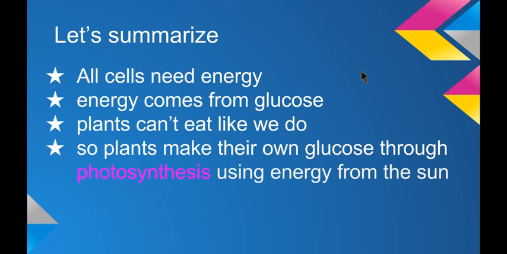So let's summarize what we just learned. We know that all cells need energy, and energy comes from breaking down glucose. But plants can't eat like we do. They don't have a digestive system. They don't consume other organisms or plants like animals do. So, in order to get their energy to survive, plant cells make their own glucose through photosynthesis by absorbing energy from the sun. Only plant cells make their own glucose through photosynthesis.